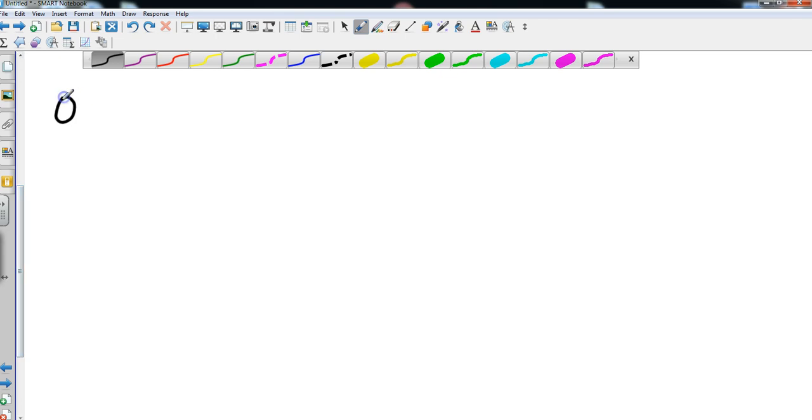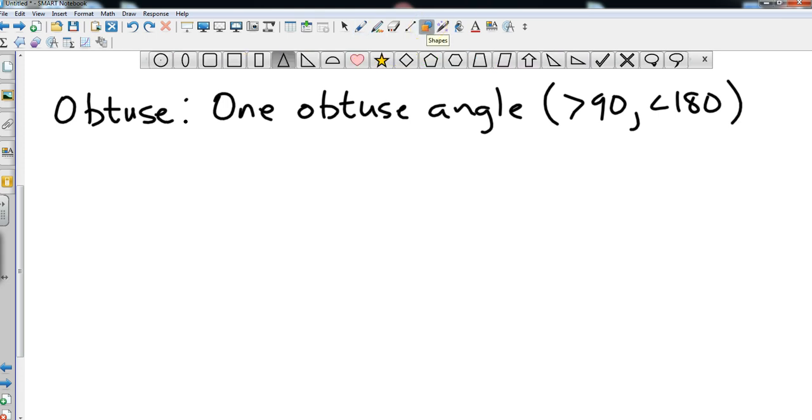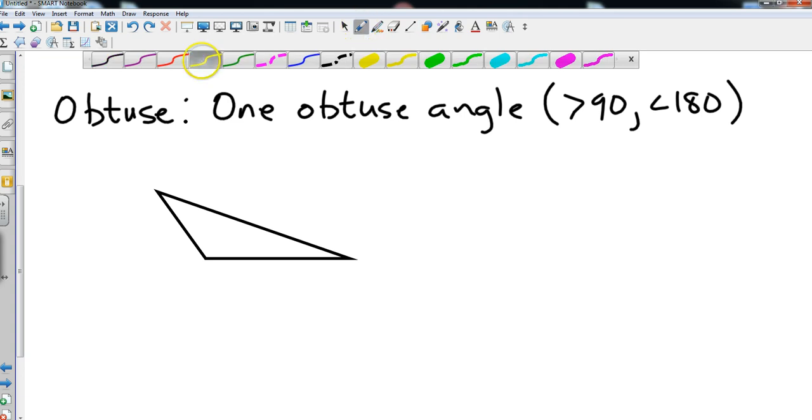My next one is going to be an obtuse triangle, and that's going to have one obtuse angle. Remember that an obtuse angle is greater than 90, but less than 180. So let's see if they give me, yeah, there's an obtuse. So there's an obtuse triangle. This angle right here is greater than 90 degrees. Okay, we've got two more.